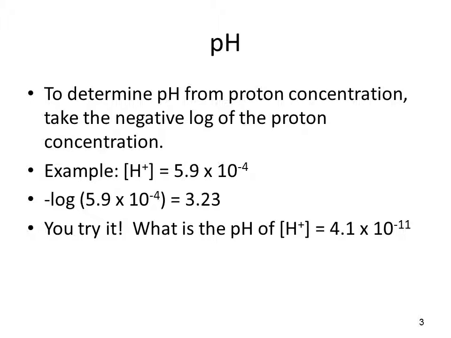So go ahead and now on your own enter in 4.1 times 10 to the minus 11 and determine what is the pH of a concentration of that for proton concentration. What you should have come up with is 10 to the minus 4 for your proton concentration, for your pH at proton concentration of 4.1 times 10 to the minus 11.